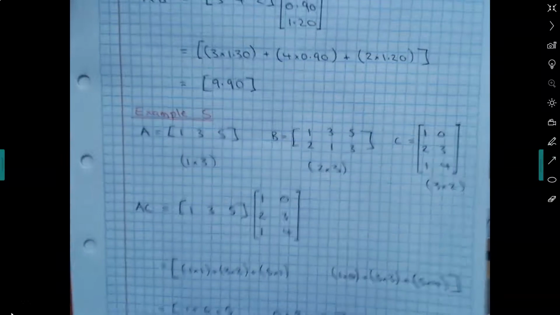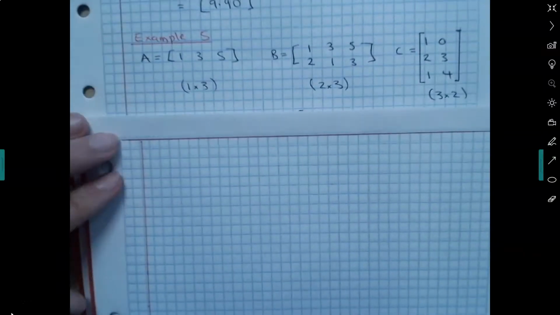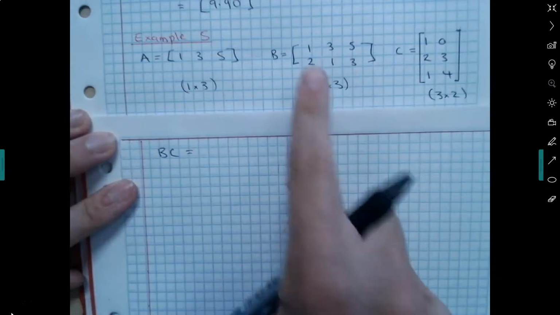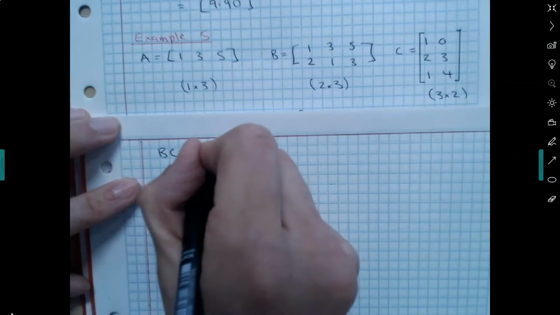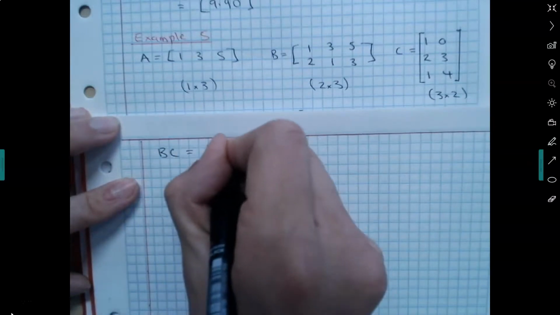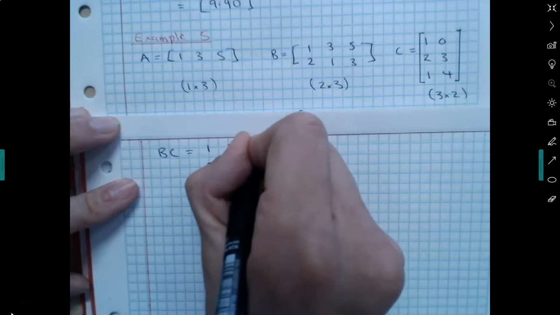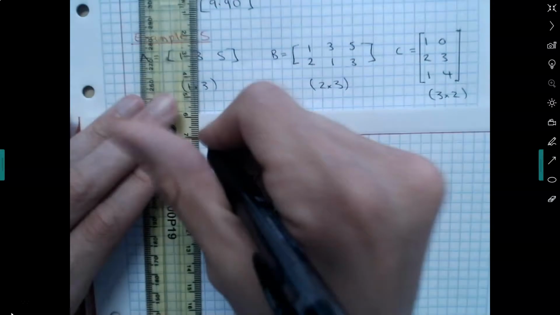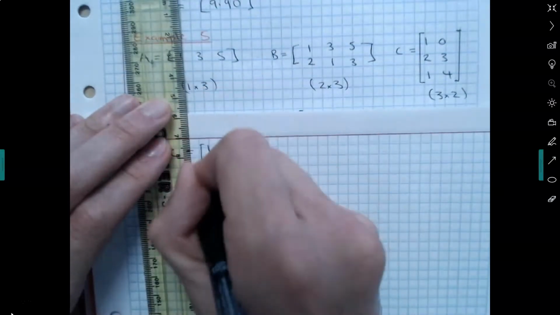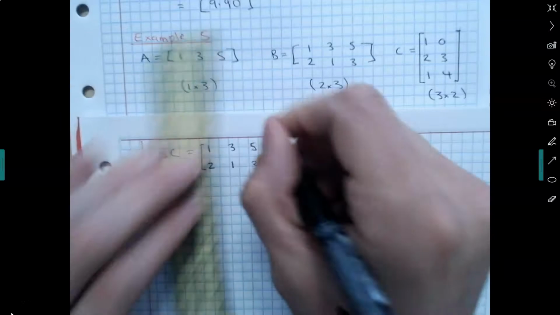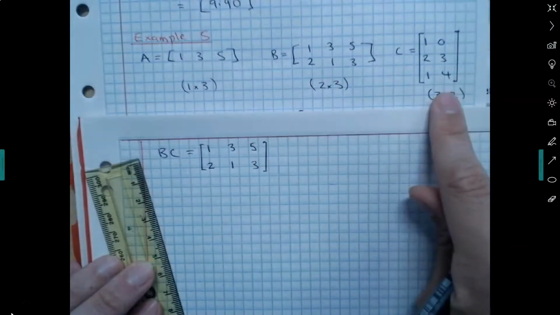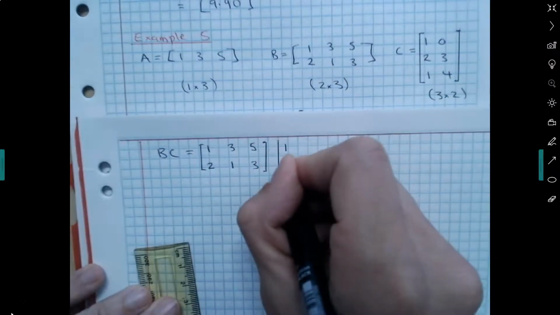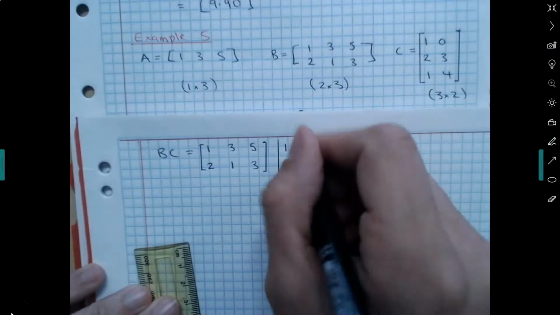Alright, so I'll just do it here. So BC is equal to, so first I'll write my matrix B, 1, 2, 3, 1, 5, 3. Times my matrix C, which is 1, 2, 1, 0, 3, 4.